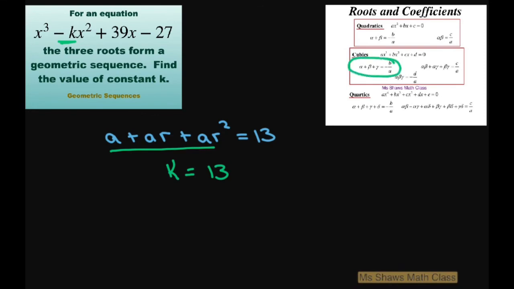So basically, using the relationship between roots and coefficients, when you add our roots up, you'll get your k part here, and that equals 13.